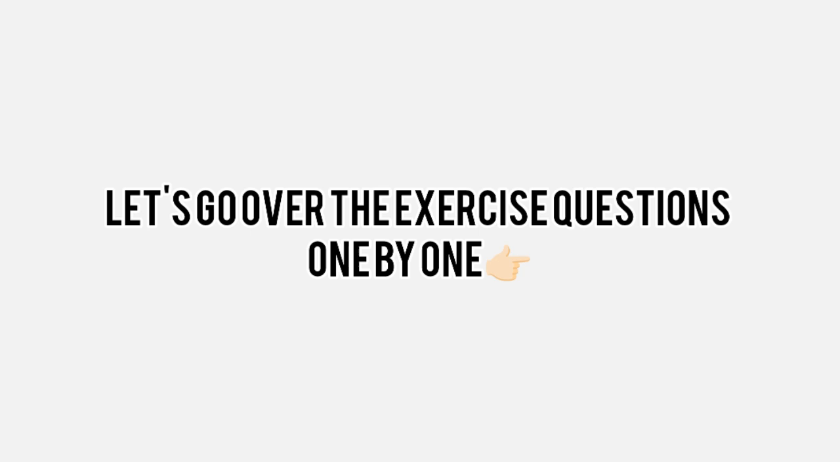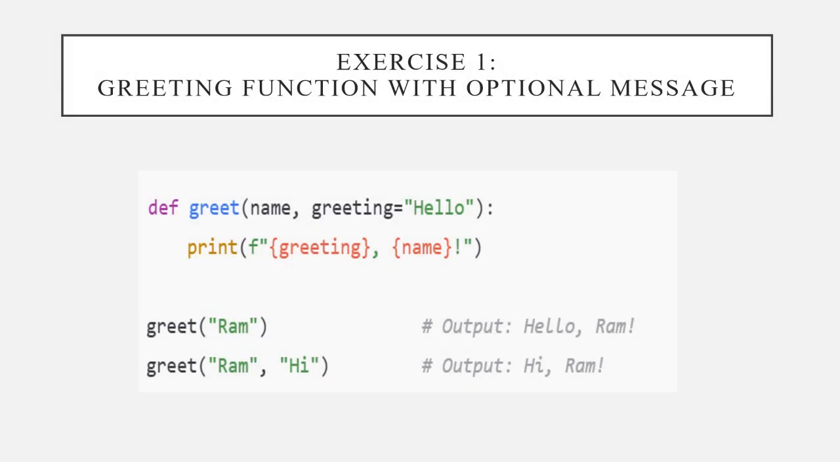Before we dive into today's topic, let's go over the exercises from our last video to make sure everything is crystal clear. I'll walk through each solution and explain the logic behind it. So let's get started. The first exercise asks us to create a function that takes a name and an optional greeting message. And if no greeting is provided, it should use hello by default. So, this function introduces the idea of default arguments.